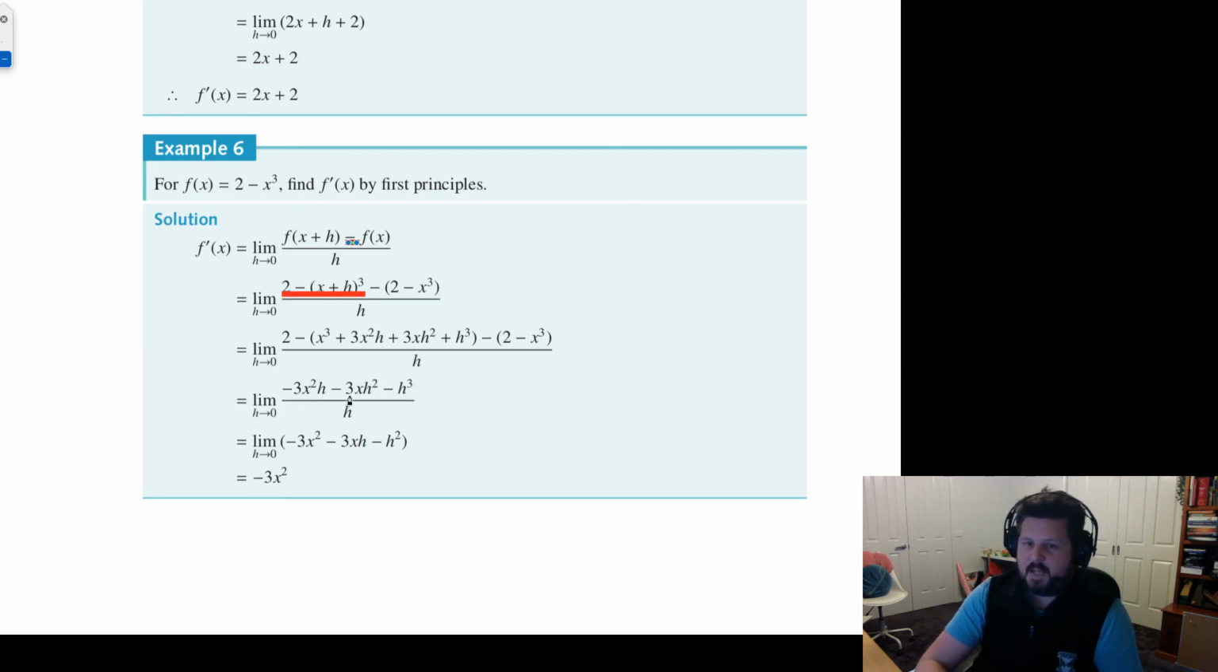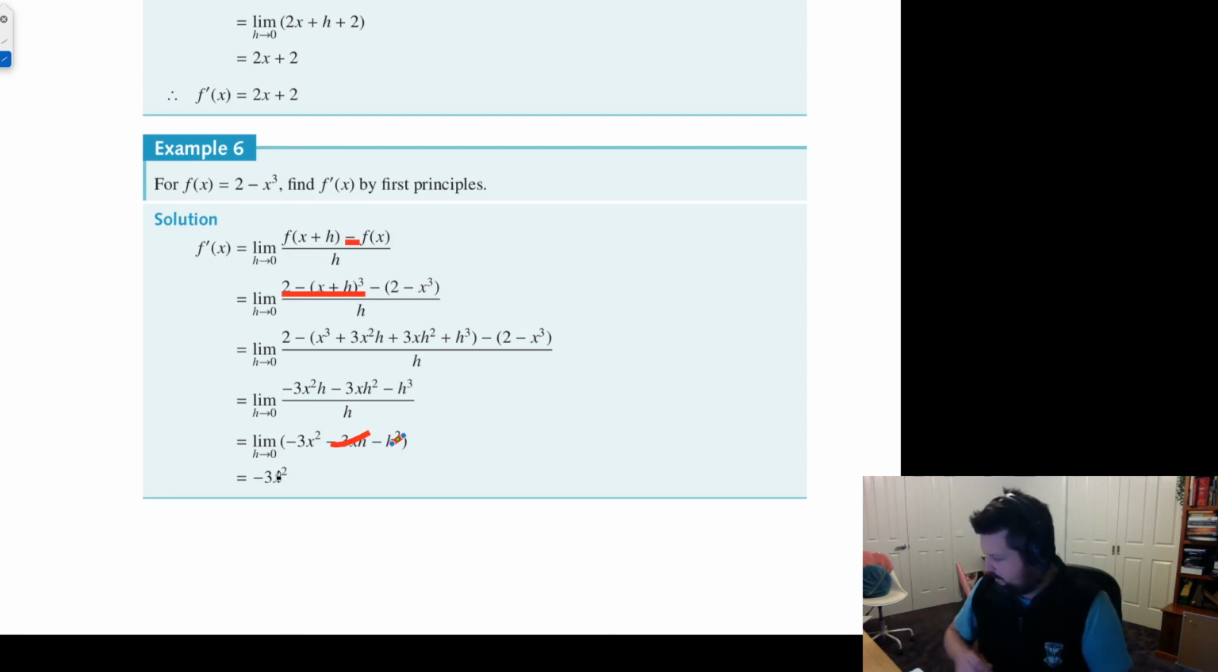Again, take out h as a common factor on the top line. You'll end up with negative 3x squared, take away 3xh, take away h squared. The h's cancel out and you're left with this. We can then evaluate this limit. As h approaches 0, we're substituting 0 here and 0 here. That becomes 0, that becomes 0. You're just left with negative 3x squared.